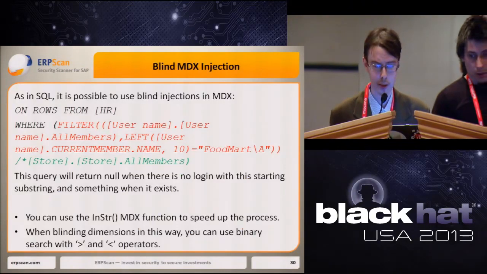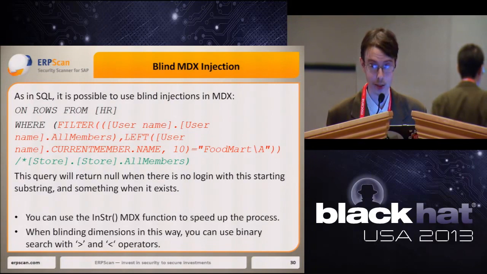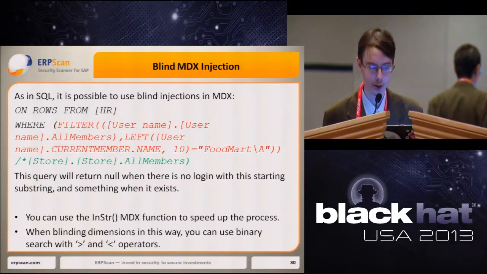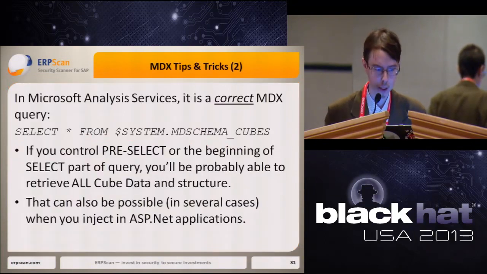Also, there are blind MDX injections, and we will show you a simple technique. On this slide, you can see the query that will return null when there is no login with this starting substring, and something when it exists. You can use the instr MDX function to speed up the process, and if you re-engineer the cube structure with blind injections, you can use less and greater operators to speed up the process.